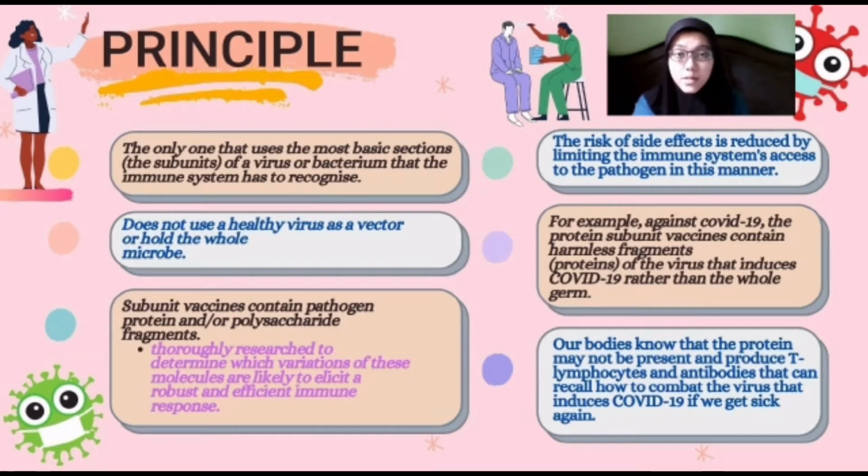For example, against COVID-19, the protein subunit vaccines contain harmless protein fragments of the virus that induces COVID-19 rather than the whole germ. Our bodies know that the protein may not be present and produce T lymphocytes and antibodies that can recall how to combat the virus that induces COVID-19 if we get sick again.